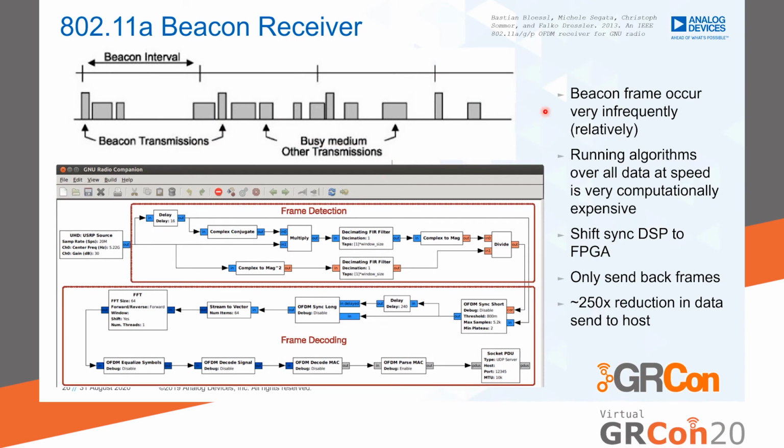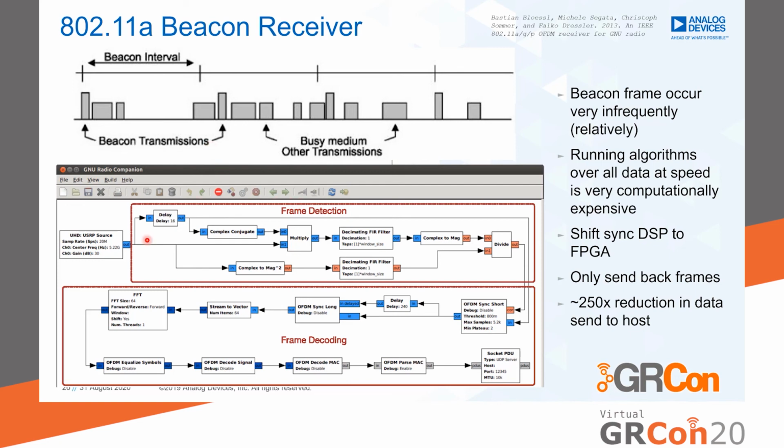The final approach that I usually take is in regards to the application itself. Say we wanted to build an 802.11 beacon receiver. Beacons in 802.11a are relatively infrequent. Here's a beacon, a beacon, a beacon. They occur roughly every 100 milliseconds, depending on configuration. However, to actually figure out where they are, you have to be continuously receiving because the network is random.